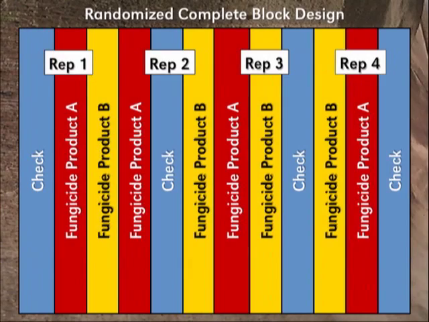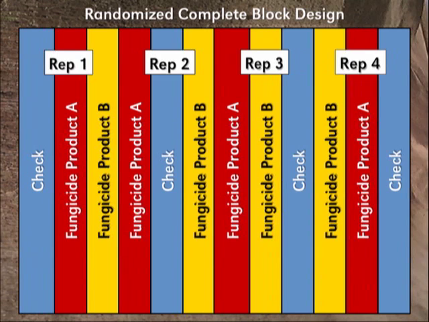Let's say you're wondering how two fungicide products compare against each other when applied to corn at V5 growth stage. You've seen two products advertised, one of which has been recommended by your crop consultant or your co-op. You decide to test both products versus an untreated check strip in a field of corn at the V5 stage. Your treatment comparisons would be untreated check, fungicide product A, fungicide product B.